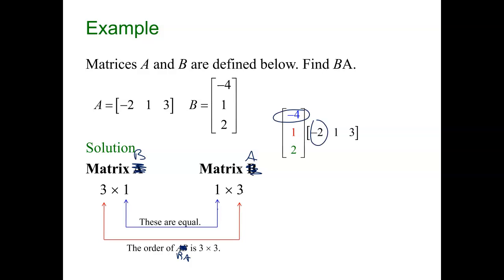So what am I multiplying? 4 times -2. Do I have anything else in this column for 4 to be multiplied by? In this column? No. So now I move to the next column. So now I'll do -4 times 1. All right? Do I have anything else in that column to multiply by? No. So now I move to the next column.